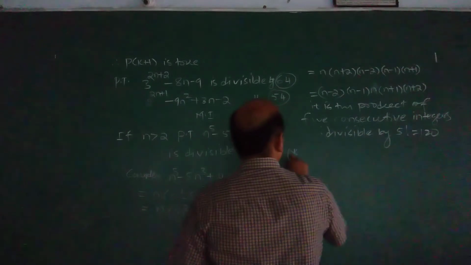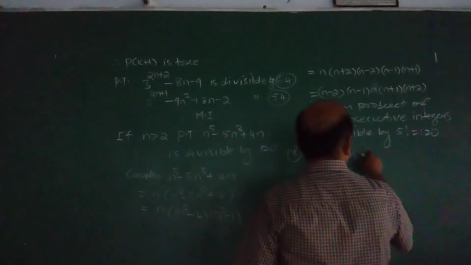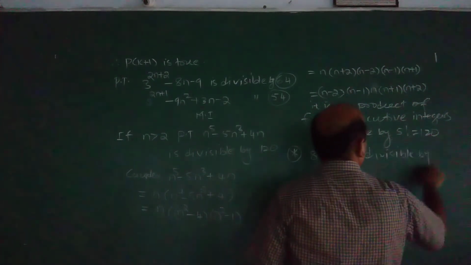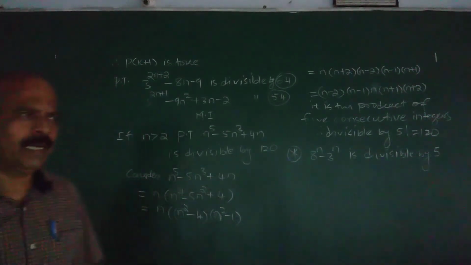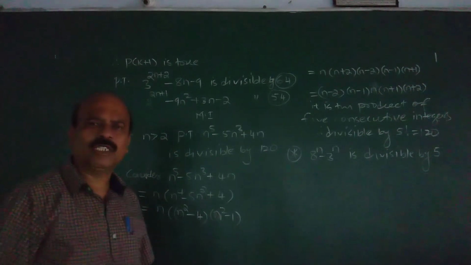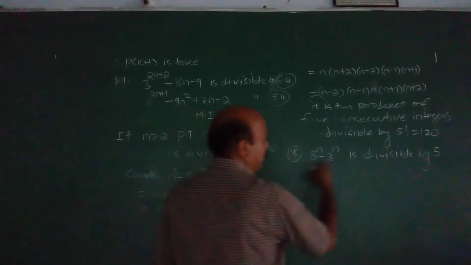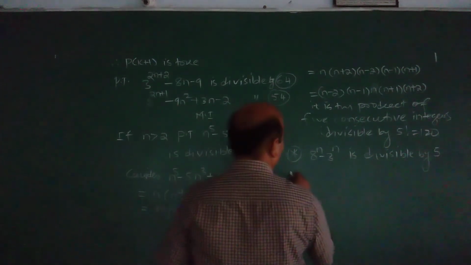Next example is, prove that 8 raised to n minus 3 raised to n is divisible by 5. See, n is not mentioned here, but n is always a natural number, a positive integer. If it is not mentioned, it is understood to be a positive integer. It is divisible by 5.